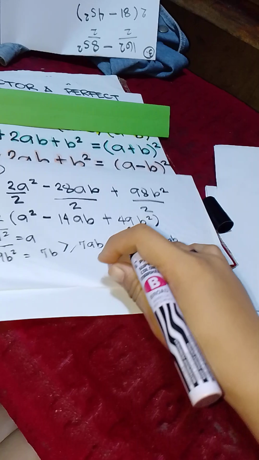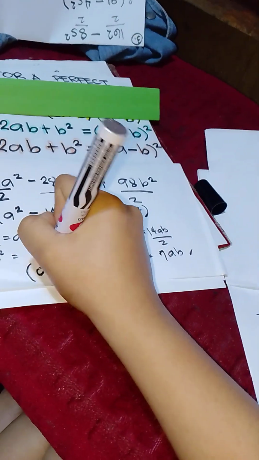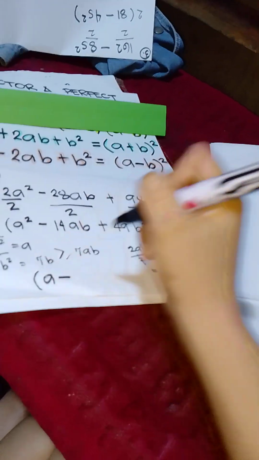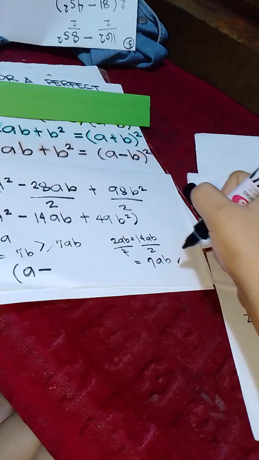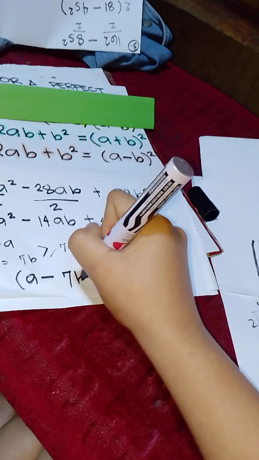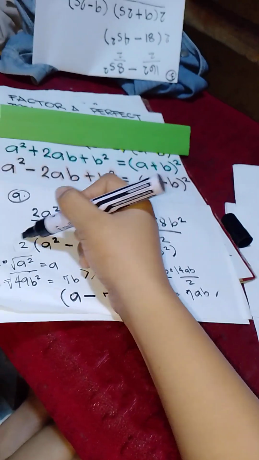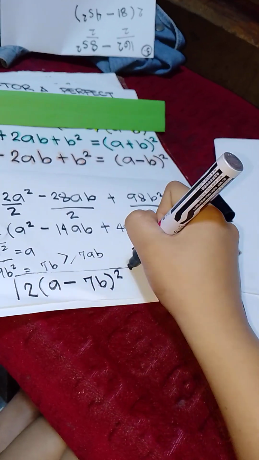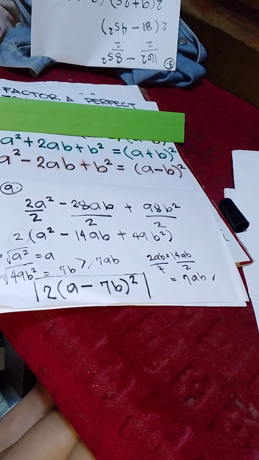So the final answer is going to be a. Since we have a minus sign, we are going to use minus in the expression, and we have 7b squared. And do not forget the common factor 2. In the first place, we have 2 times a minus b squared. And that will be our final answer.